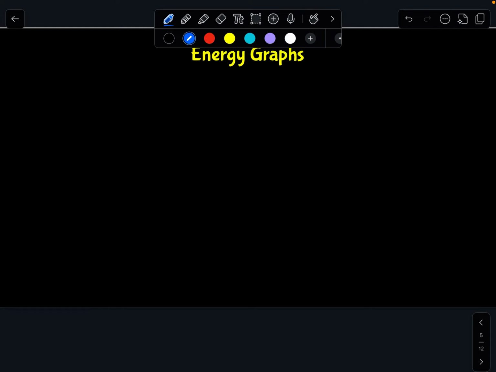Today we'll be talking about energy graphs. Energy graphs are representations of what happens in a thermochemical reaction, and they can tell us a lot about whether a reaction is endothermic or exothermic. So there are two types of graphs that you're going to encounter.